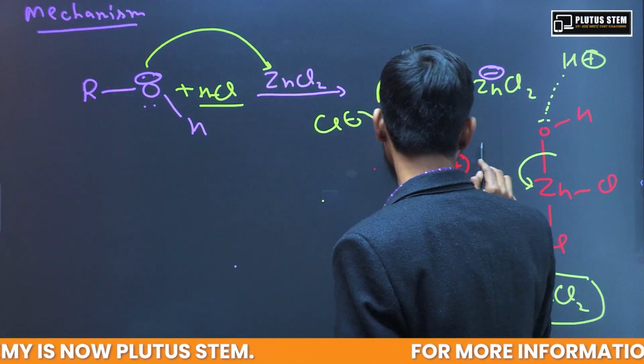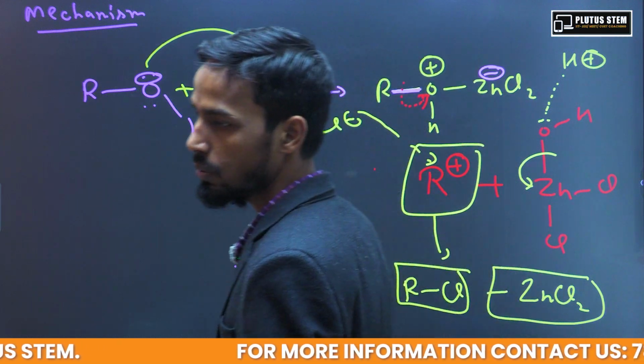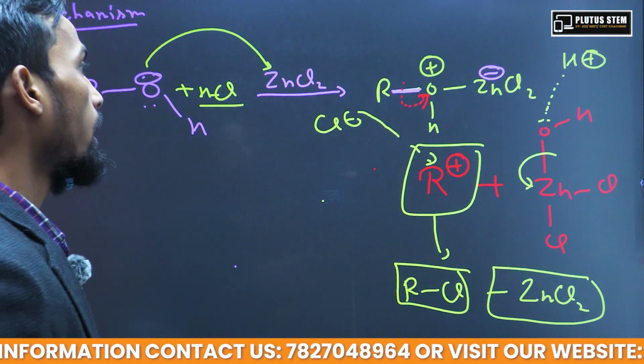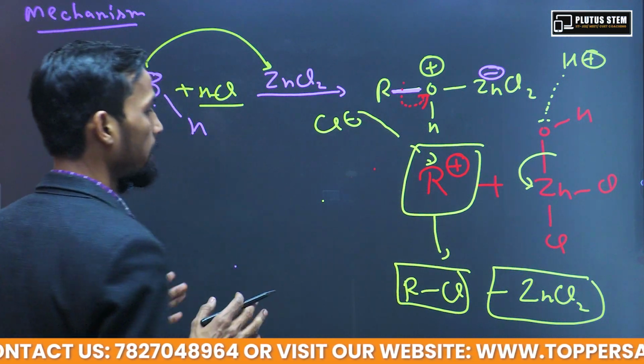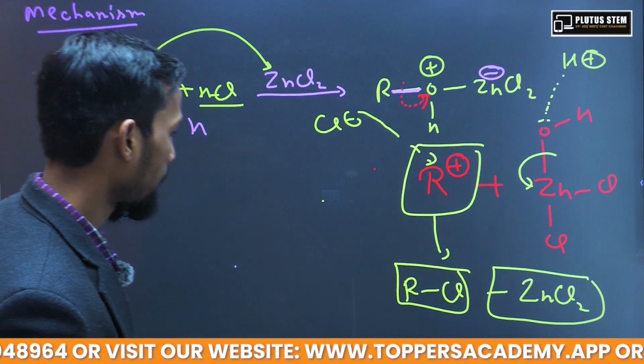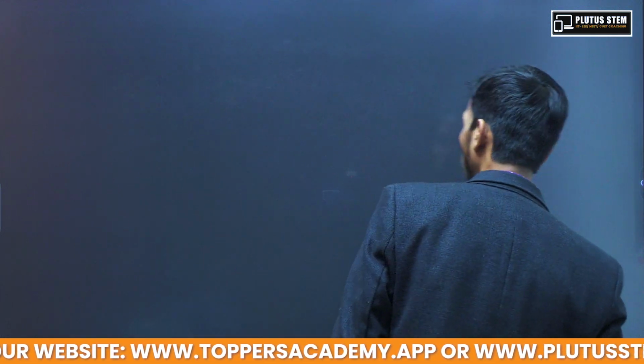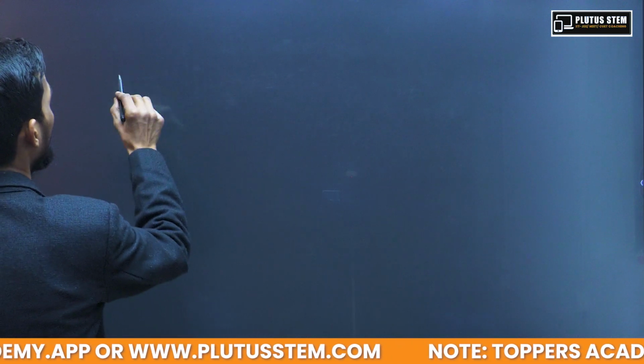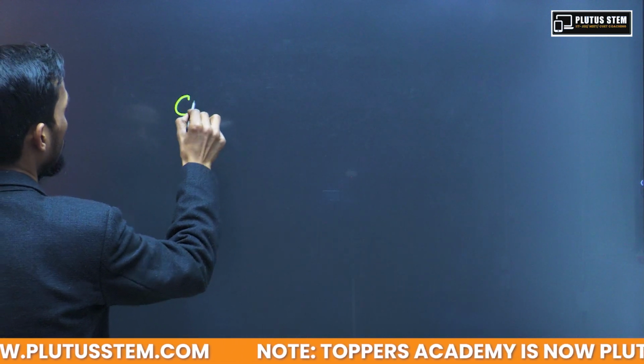In this process, the important step is this one, the rate determining step, the formation of the carbocation. We will also see how the stability of this intermediate plays a role in the reaction. This is the carbocation formation.